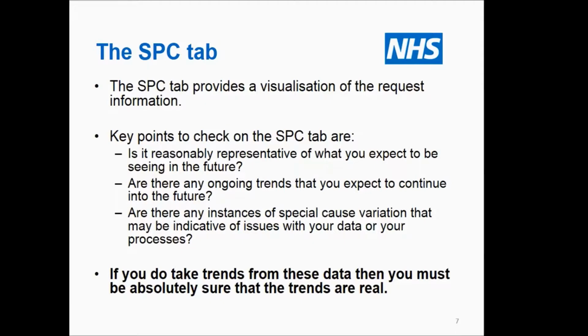Key points to check on the SPC tab are: is it reasonably representative of what you expect to be seeing in the future? Are there any ongoing trends that you expect to continue into the future? Are there any instances of special cause variation that may be indicative of issues with your data or your processes? These may bias the information you have entered, so check any highlighted points and ensure that you can account for them. If you do take trends from these data, then you must be absolutely sure that the trends are real. Investigate and check them before you use these values to inform your operational decisions.